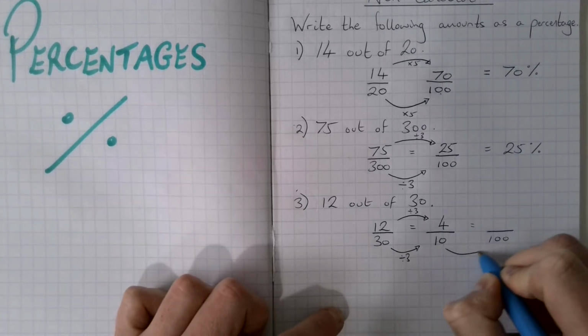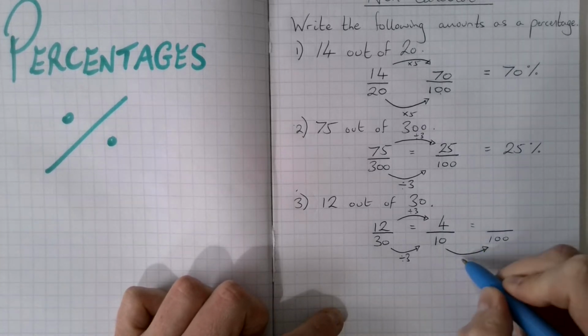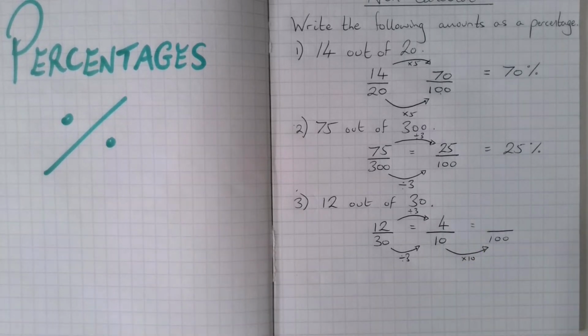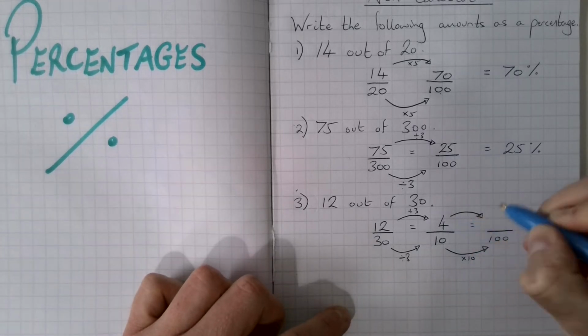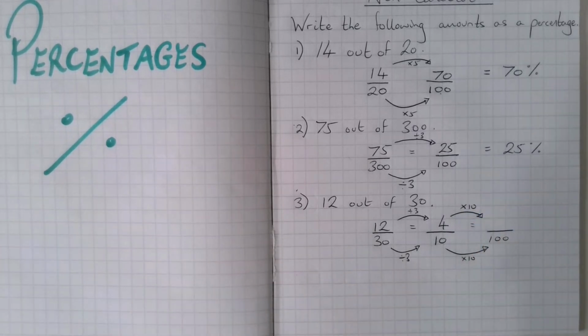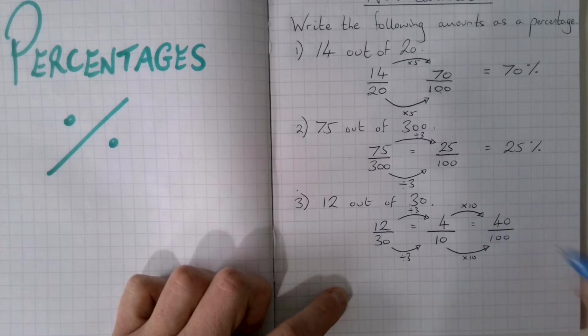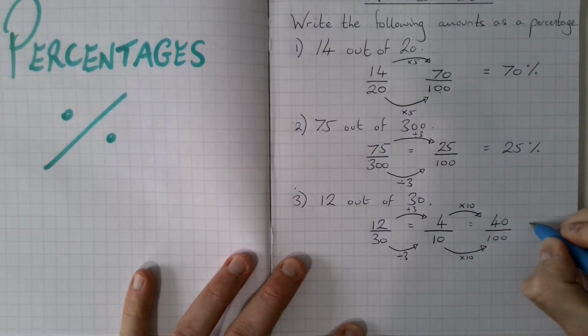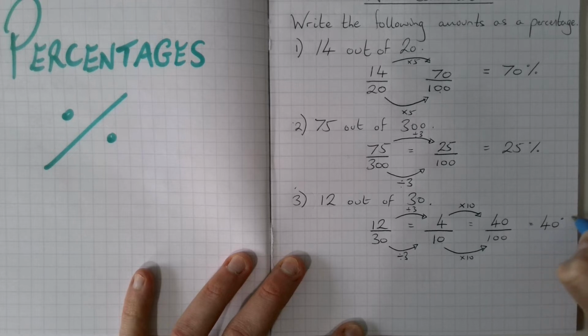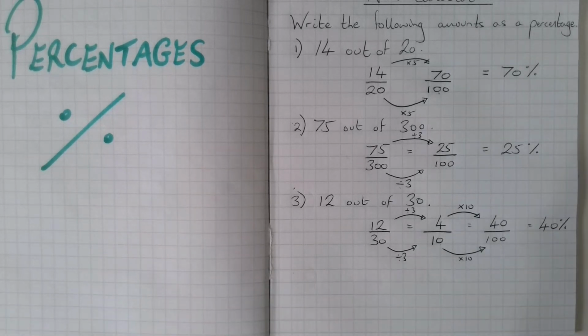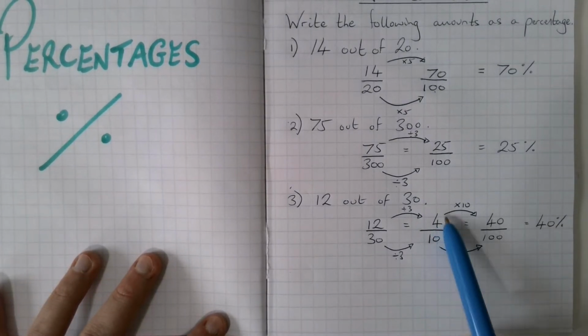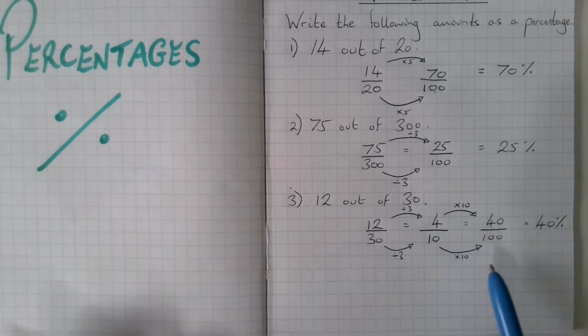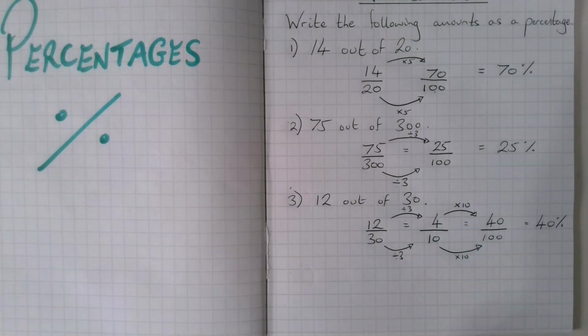And now I can multiply my 10 by 10 to get 100. So I need to do the same thing to my numerator. I need to times by 10. And this would give me 40. So now I've got a fraction out of 100, so I can write this as 40%. So really similar here, just with a middle fraction, a middle step before I can get to my fraction with 100 on the bottom as my denominator.